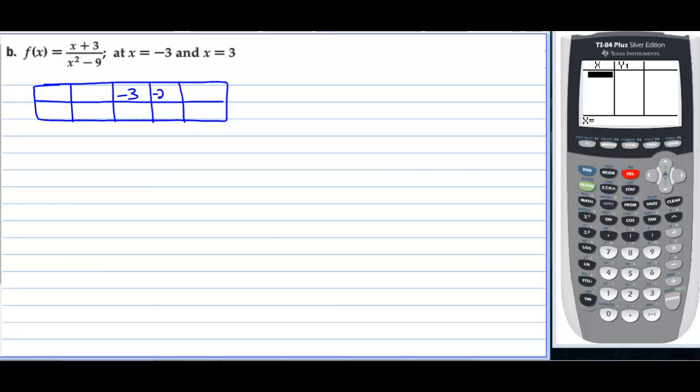-2.999, -2.99, -3.01, -3.001. Oh, those are backwards. -2.99. There we go. That's better. -3.01. Enter.